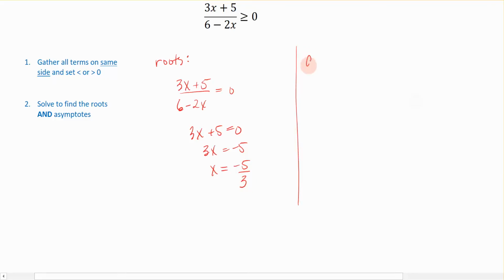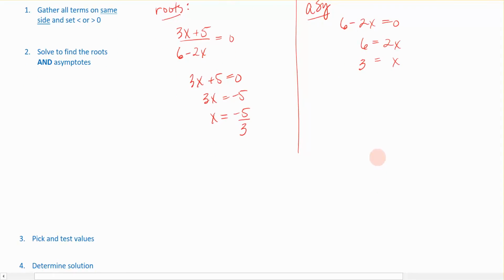The next thing I want to talk about are the vertical asymptotes. Vertical asymptotes were where the denominator was equal to 0. So if I add 2x and then divide by 2, I get x is equal to 3. So this is an x-intercept. This is an asymptote. Those are important distinctions because I can include an x-intercept, but I cannot include an asymptote.